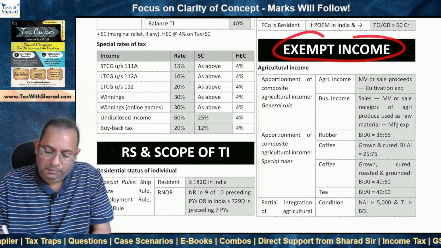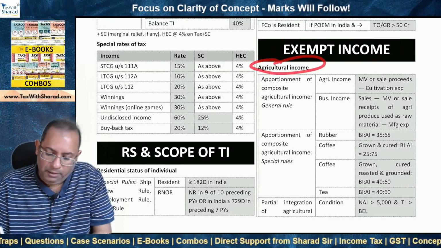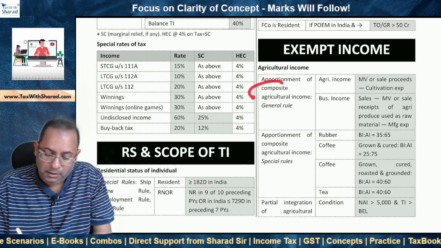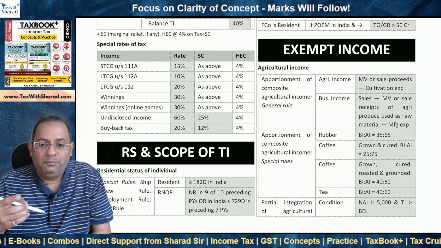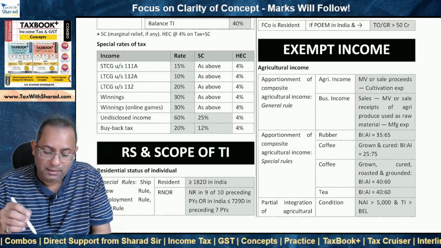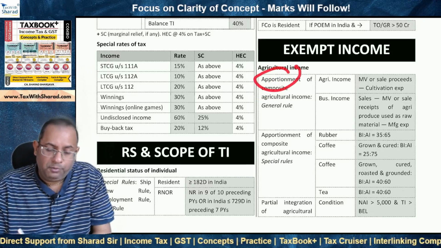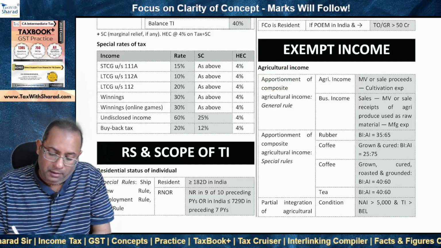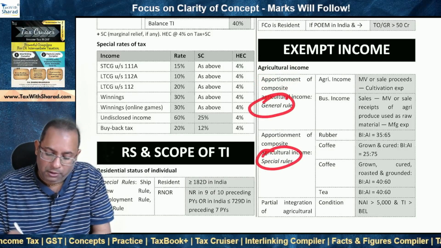We now look at exempt incomes. First, we look at agricultural income. Where the agricultural income is a composite income, that means it comprises components of agricultural income as well as business income, then it needs to be apportioned. Agricultural income will be exempt and business income will be taxable. For apportionment, there are general rules and special rules.